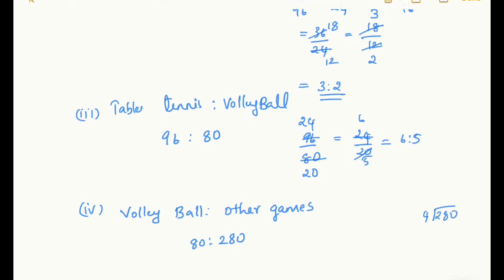280 divided by 4, let me do. 7 fours are 28, so 70. And 8 divided by 4 you know. So let us do it. 80 by 280, it's equal to 20 by 70. Cancel the zeros here. You will get 2 by 7, that is equal to 2:7.